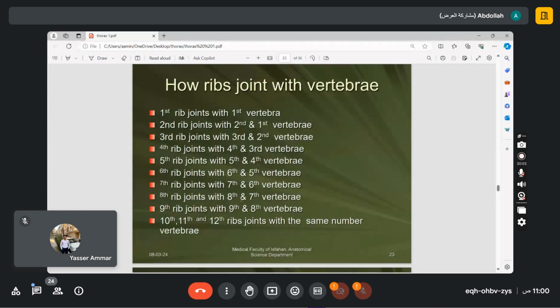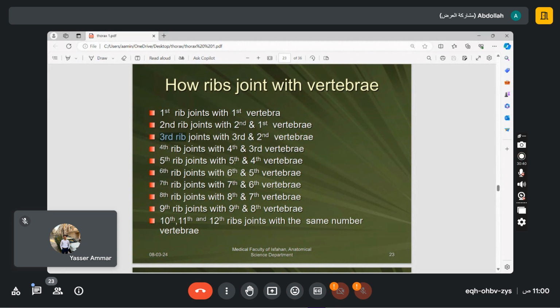Look at this slide, it is very important. This slide tries to show you why we say typical and atypical. For example, the first rib joins with the first vertebra, so it's atypical. The second rib joins with the second and first vertebrae. Look at here, the rib with two vertebrae. The third rib joins with the 3rd and 2nd vertebrae. The fourth rib joins with the 4th and 3rd vertebrae.